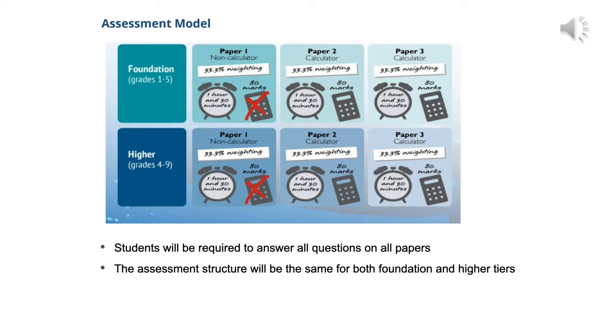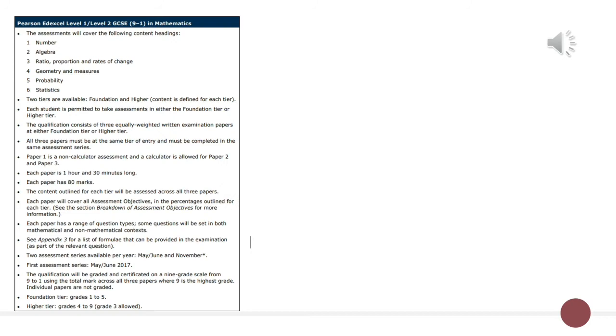The GCSE Mathematics paper covers 6 content areas. These are number, algebra, ratio, proportion and rates of change, geometry and measures, probability and statistics. As part of the exam, there are a number of different questions that a student may be faced with. These can range from multiple choice questions to calculation questions that are based in both mathematical and non-mathematical contexts.